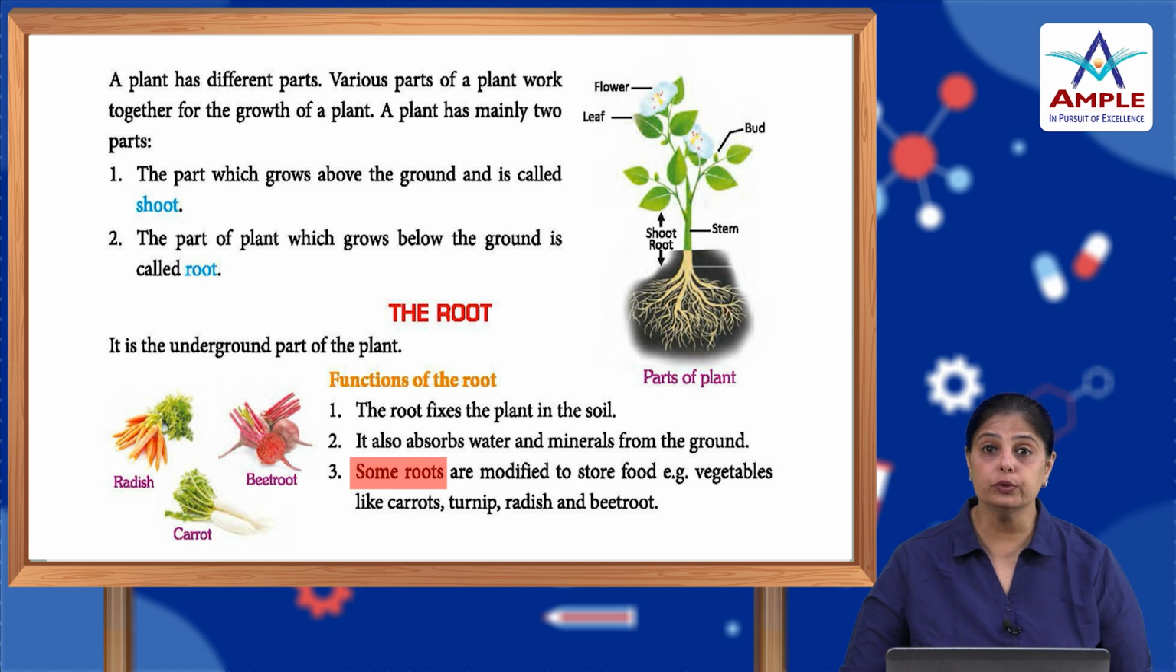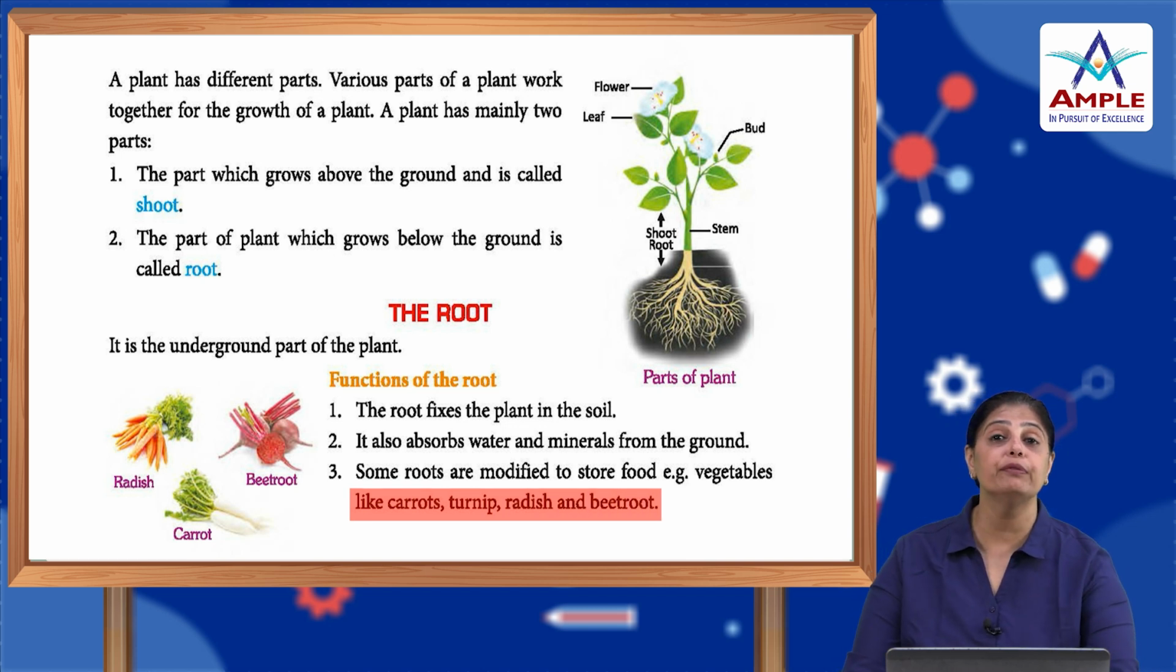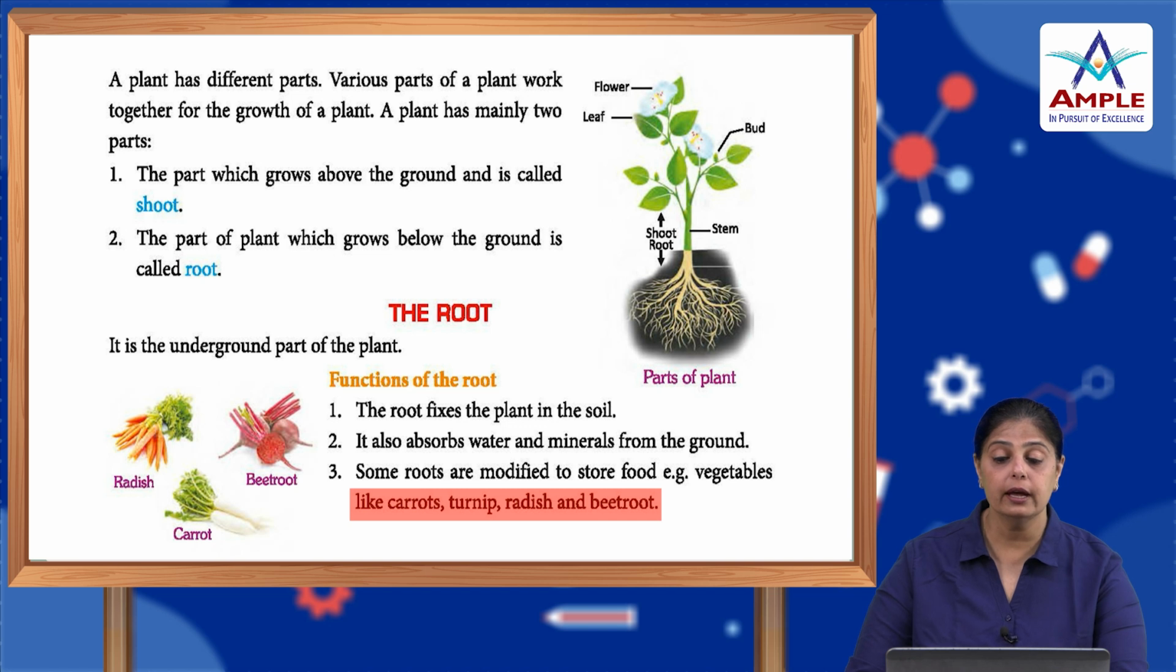Now, some roots are modified to store food. Example, vegetables like carrots, turnip, radish and beetroot, okay. So there are certain roots that we eat, and they are modified to store food in them. These vegetables that we eat, like carrots, turnip, radish and beetroot, are the different types of roots that we eat.